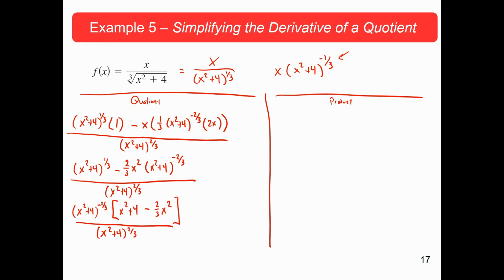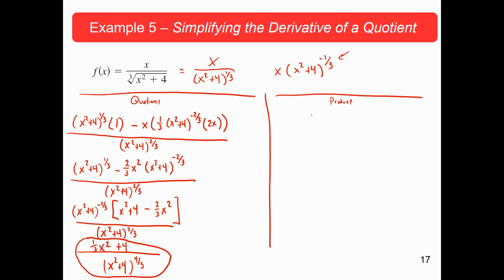So since this is a negative 2/3, we can bring it down to the bottom, and 2/3 plus 2/3 is going to give me 4/3. So we have x squared plus 4 to the 4/3. And on the top, we've got x squared minus 2/3 x squared, which leaves us with 1/3 x squared plus 4. So we have 1/3 x squared plus 4. So that's quotient. Low D high minus high D low over low low.